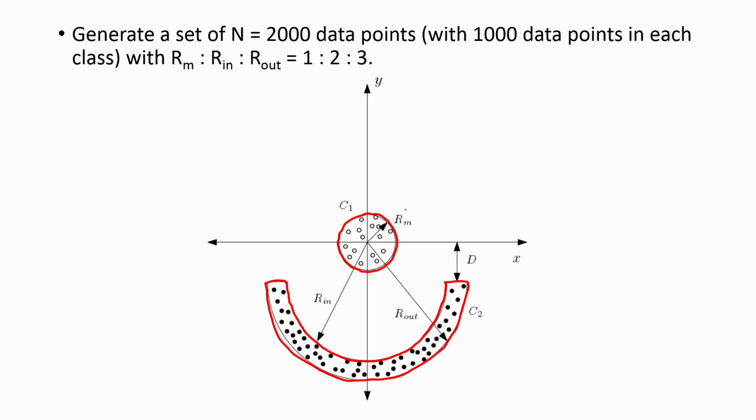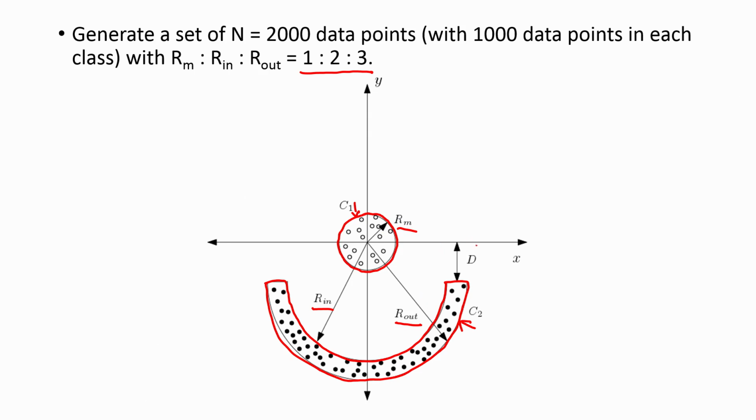The data is generated such that in class C1 you have 1000 points and in class C2 you have 1000 points. The radius of C1 is given by Rm, the inner radius of C2 is given by Rin, and the outer radius is given by Rout. The ratio of Rm to Rin to Rout is in the form of 1:2:3. So, you can use various combinations, such as 1, 2, 3 or 3, 6, 9 and different combinations to generate the data.